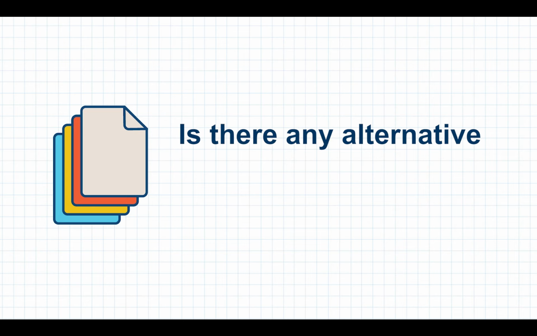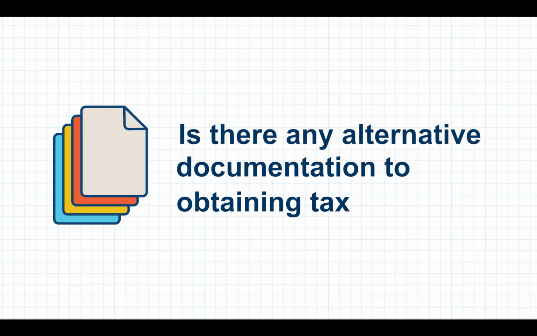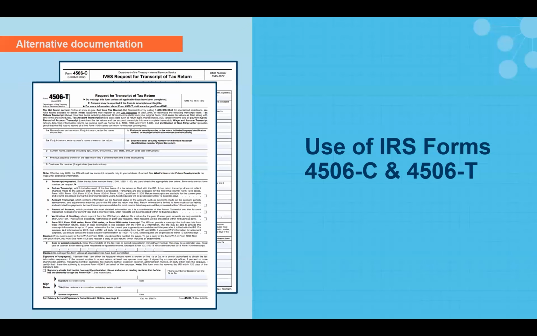Is there any alternative documentation to obtaining tax returns? If a tax transcript is obtained and contains information sufficient to meet verification requirements, it may be used in lieu of other required documentation. It will be dependent on your borrower's business structure and the complexity of their filing as to whether or not transcripts may be used to document self-employed income.